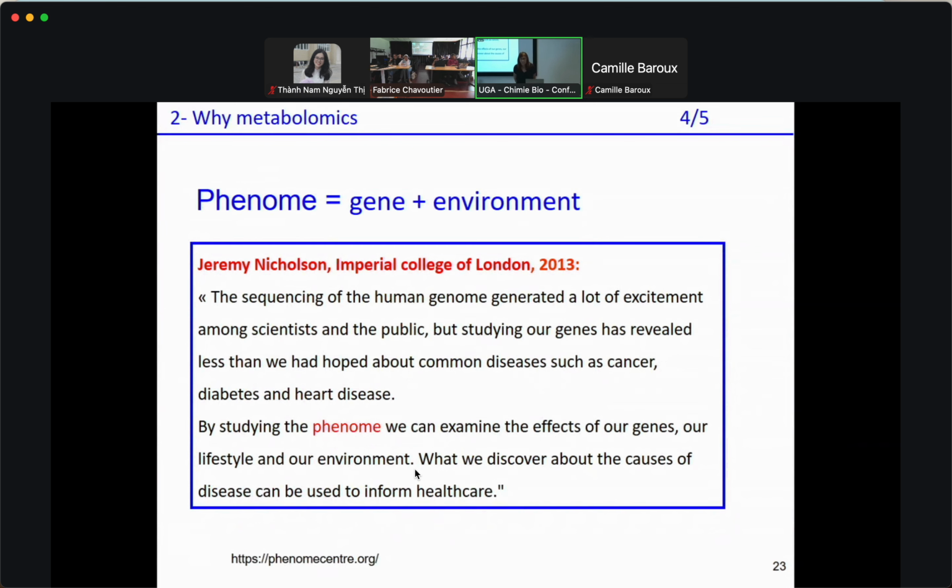For this paper, the Phenome examines the effect of gene, lifestyle, and environment on the metabolome. The word Phenome is not very widely used, because we consider that the metabolome is largely influenced by the gene, lifestyle, and environment. There are several papers which show that. This is why they opt for what they call personalized medicine.